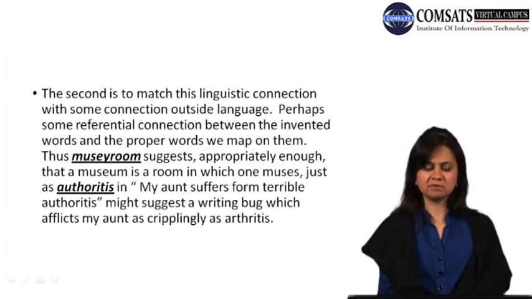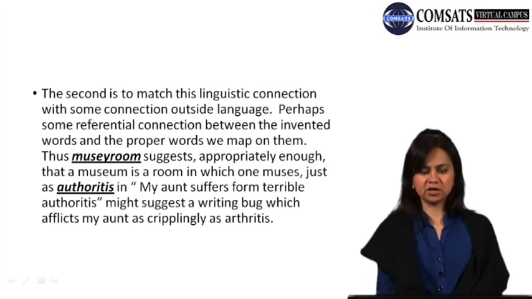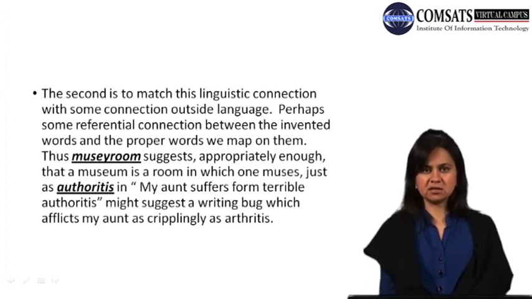So if a writer, for example, has said that his aunt suffers from terrible arthritis, through the use of this deviant word arthritis, he communicates that his aunt has an obsession with writing that is ruining her, like a crippling disease of arthritis. The aunt is in a habit that is too overpowering and has become an obsession that she cannot really escape from.